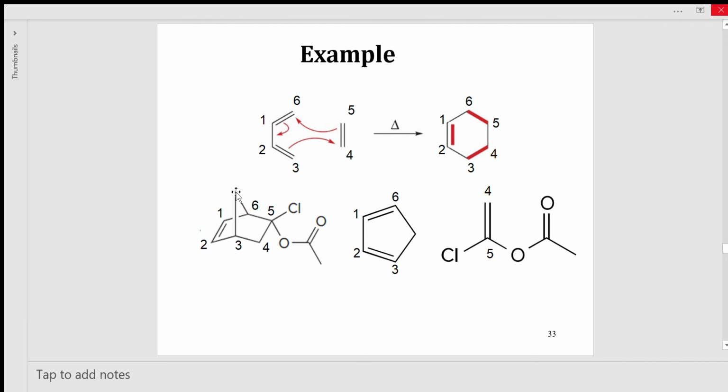So we have to draw in the bridge carbon between 3 and 6. See, it's a carbon here, just connected to 6 and 3. This bridge carbon is probably not involved in the Diels-Alder reaction. Then 4, 5. This is a 4 and a 5.